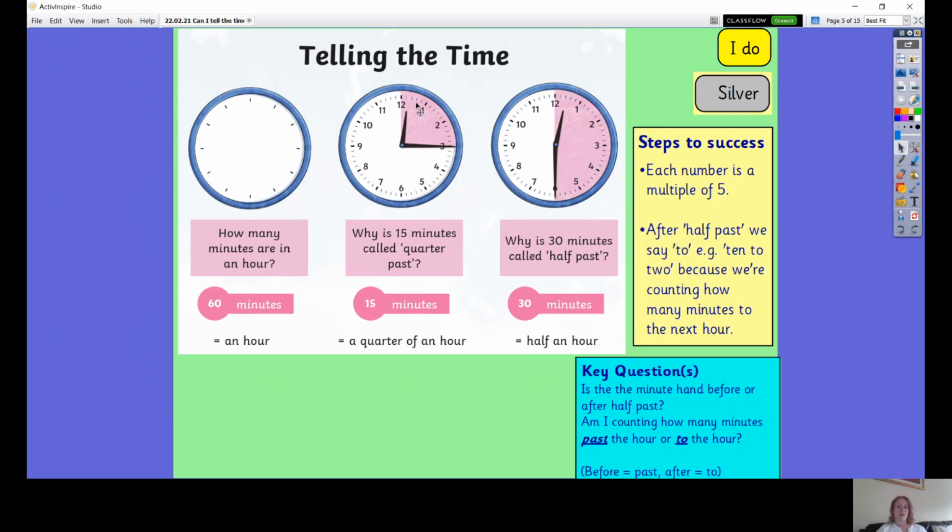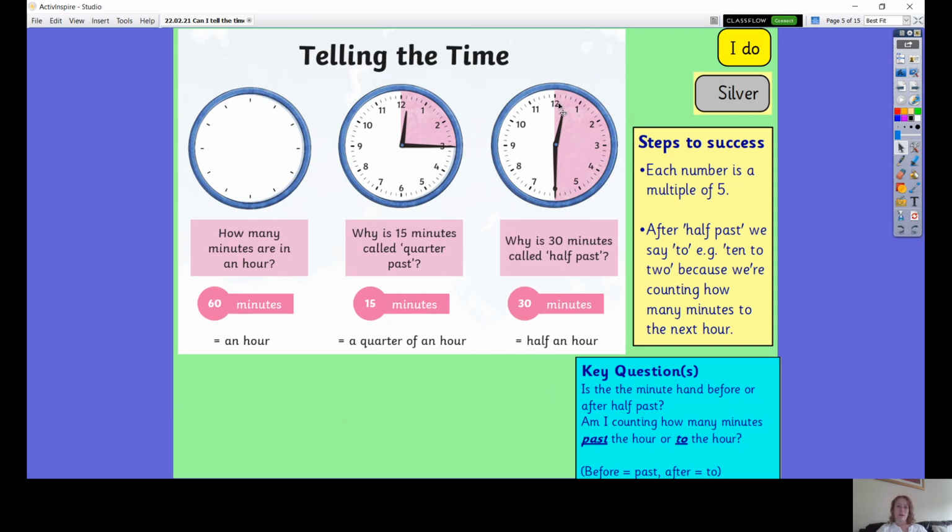If you said for this time, it is 12:15, that would be correct. If you said it's 15 minutes past 12, that's also correct. Okay, so you can say either. But it's called 1/4 past because the minute hand is 1/4 of the way around the clock.